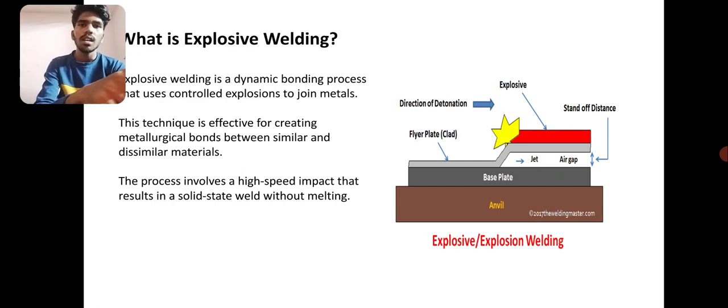You can see in the picture right here, there is a base at the bottom. That brown colored base is called the anvil. That is the fixed and strong material to handle the pressure from the upside. And there is a base plate, a flyer plate, the direction of deformation, and the explosive. Basically, explosive welding is a dynamic bonding process. This technique is effective for creating a metallurgical bond between similar and dissimilar metals.